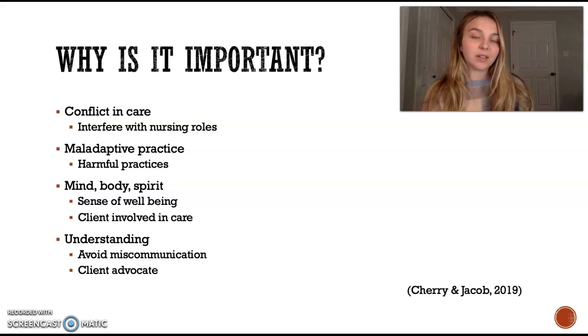It's also important to understand that not everyone from a particular ethnic group thinks and feels the same way. Whenever we understand the patient's cultural beliefs, we can avoid any miscommunication, and it's going to allow us to be a better advocate for our patients.